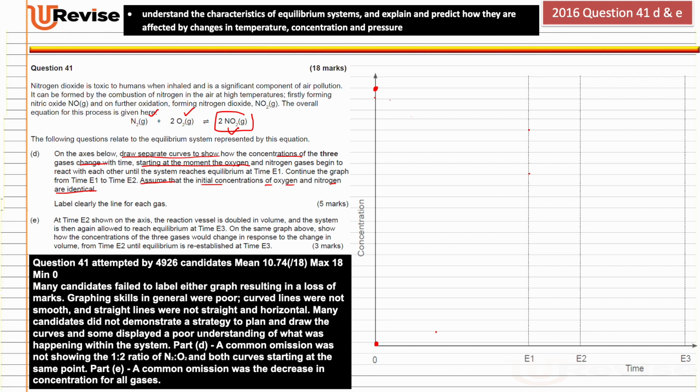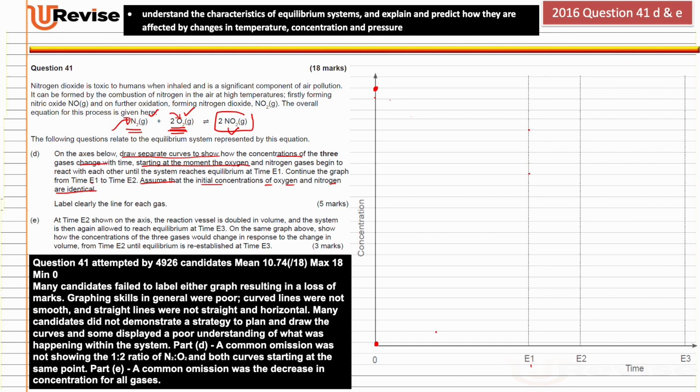So for the first part of the drawing, we are supposed to get to time E1 and continue the graph between time E1 and E2. Another thing we have to bear in mind is that the curve for oxygen is supposed to be steeper than that of nitrogen. So the gradient for this one is going to be a steeper gradient than that for nitrogen.